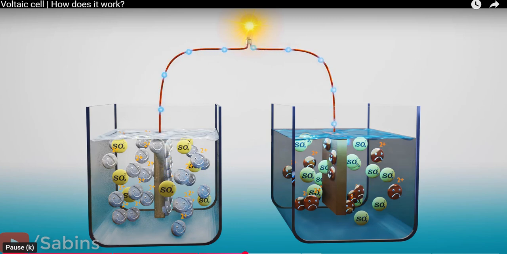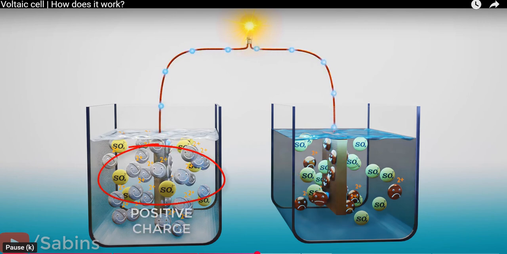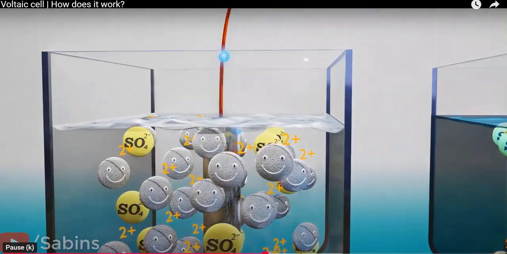However, there is an issue. You might have noticed that in the course of this process, positive charges are accumulated on the left side and negative charges are accumulated on the right side.